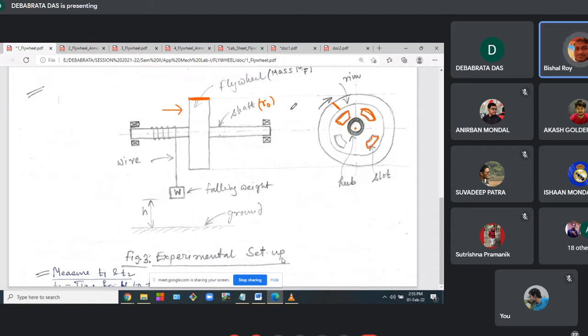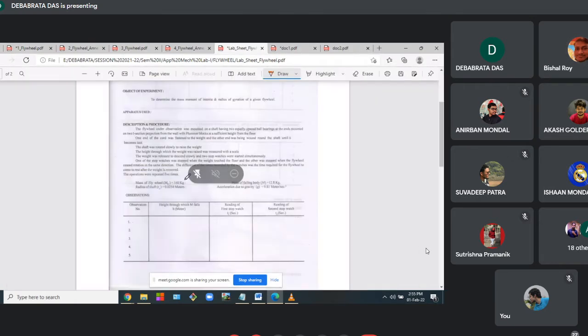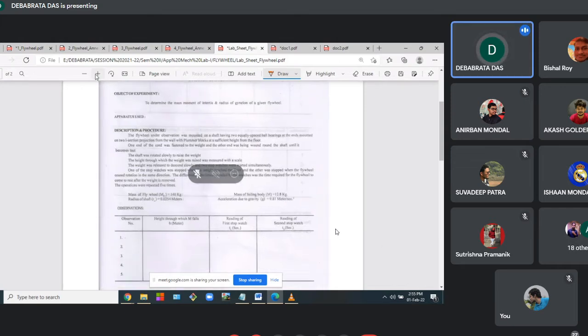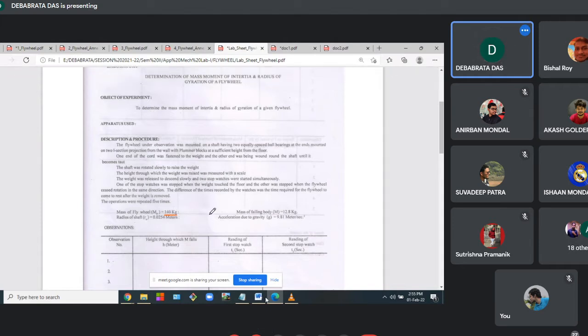Sir, approximately how much weight does a flywheel have? See here, you have not seen the data sheet. This flywheel is 140 kg. Okay, the flywheel that you are having, okay?